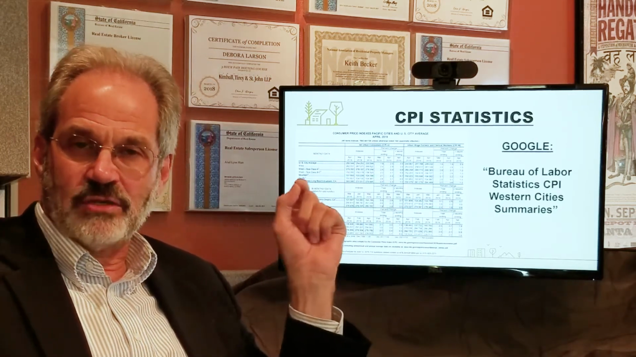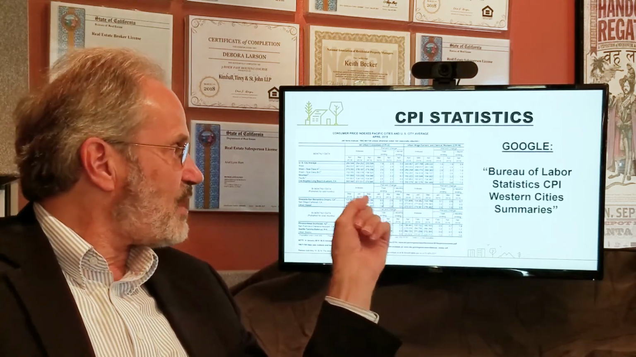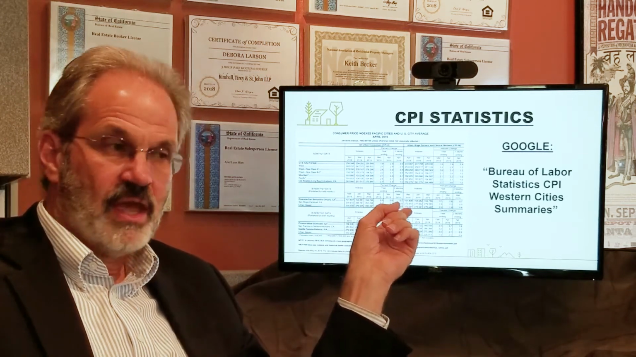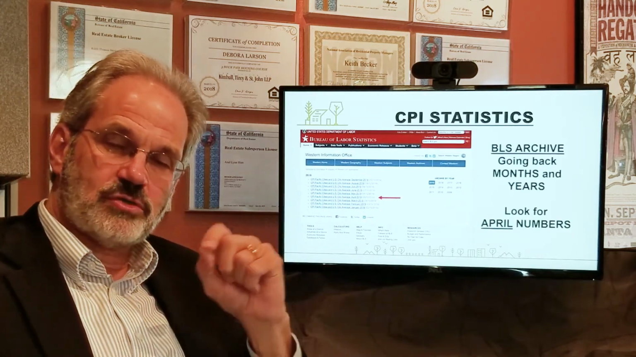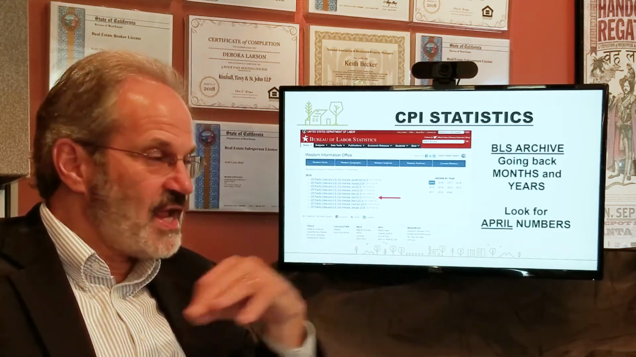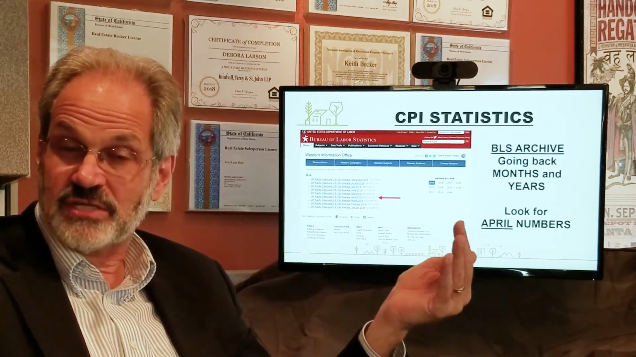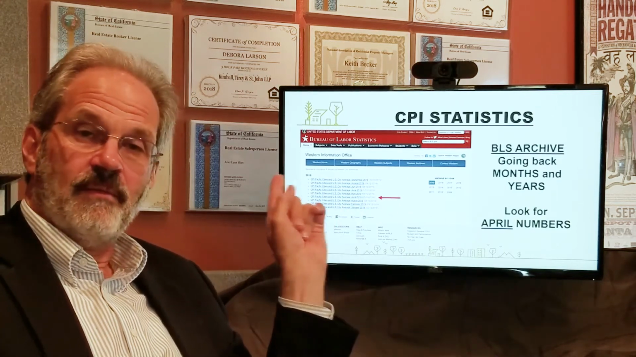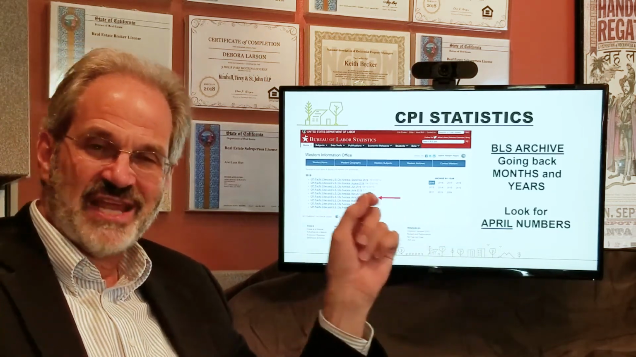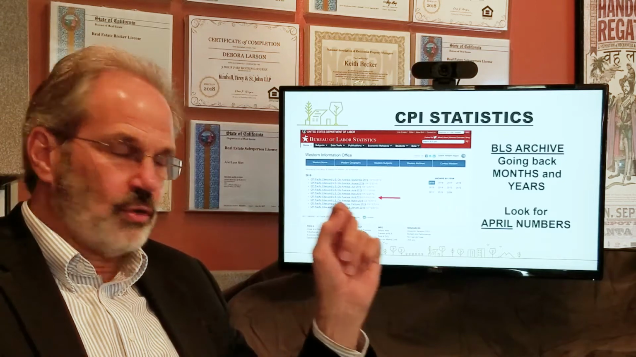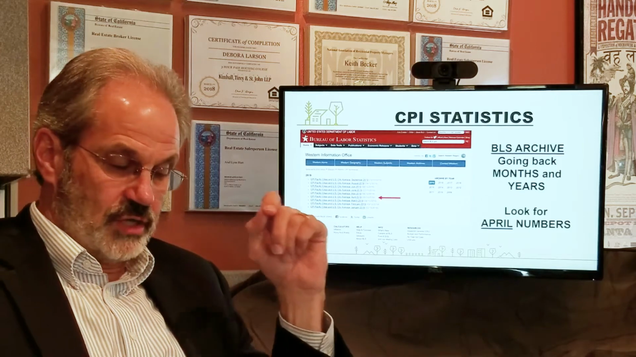The easiest way to find it specifically is to Google Bureau of Labor Statistics CPI Western Cities Summaries. That will bring you to this page you're looking for. And it's Western region because California is in the West. It does us no good to care about what rents or CPI is in St. Louis, for example. This page is the Bureau of Labor Statistics archives, and it has information going back months and years. And what you're looking for is the report for April of whatever year in question.